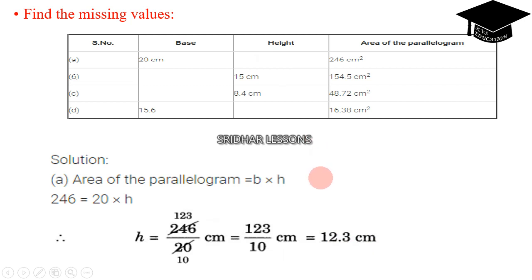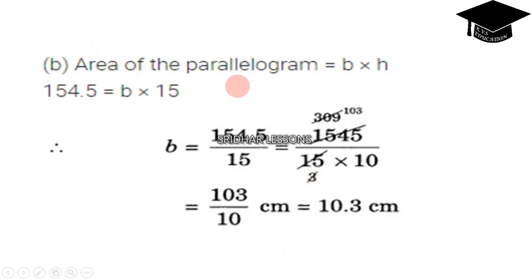And for the next one, area of the parallelogram is, we know, B into H. He has given the area as 154.5 and the length is 15. B into H, this is the H. Therefore B equals 154.5 by 15. Upon cancellation, we got the value as 10.3 centimeters.